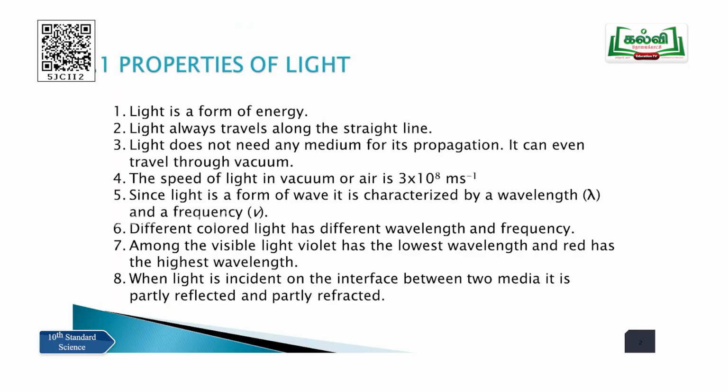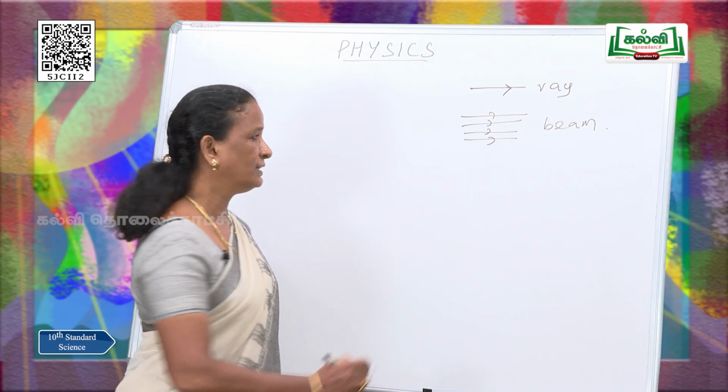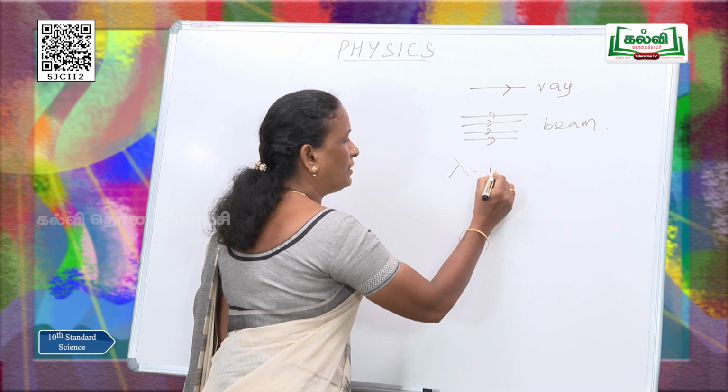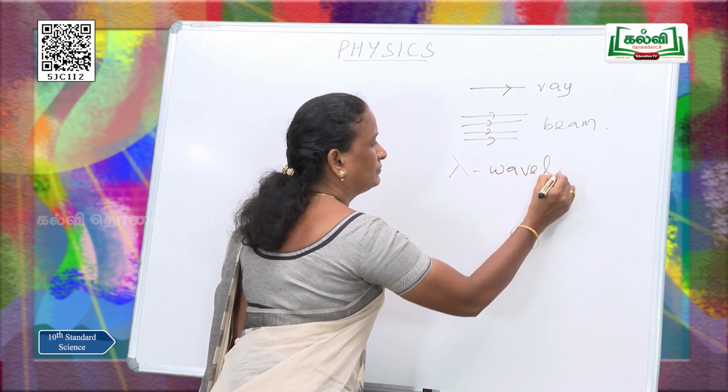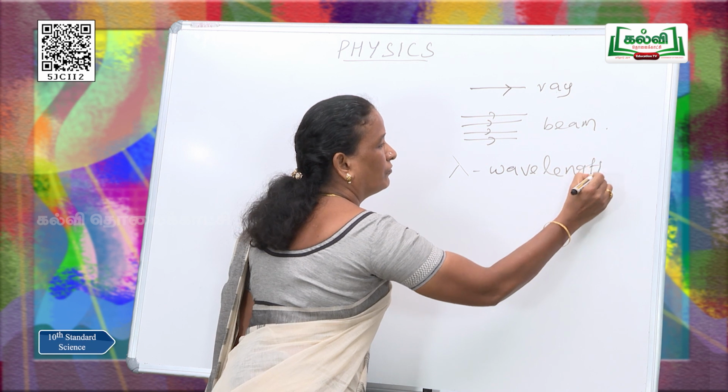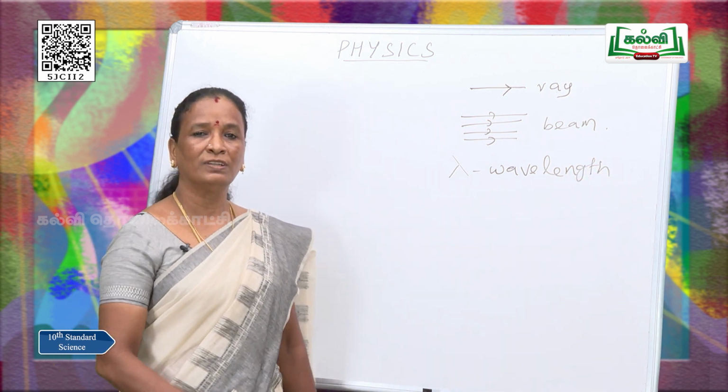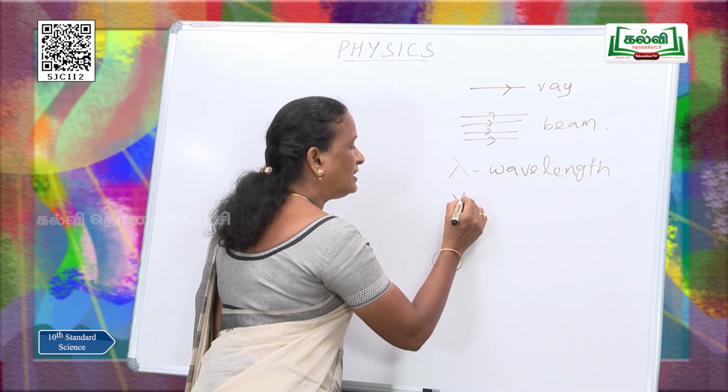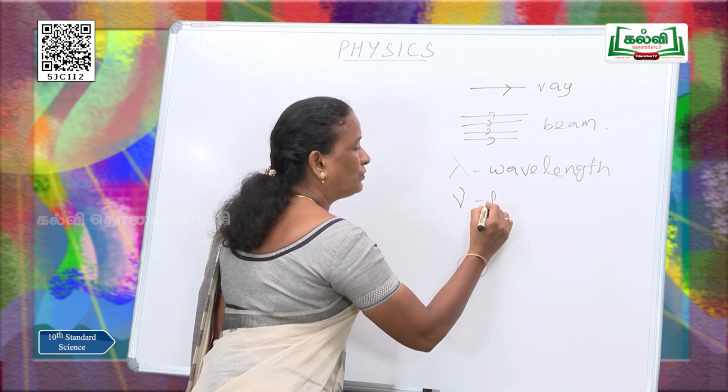Light is a form of energy. Light even travels through vacuum. That is, light doesn't need any material medium to travel. The velocity of light is 3 into 10 power 8 meter per second. Since light is a form of wave, it is characterized by a wavelength, that is lambda. Lambda is wavelength. And the frequency nu. This is not V, it is nu. This is frequency.